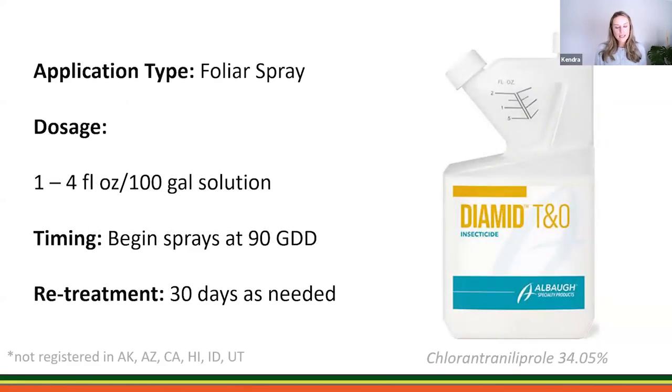And then finally, one product that is actually new to our line is Diamid TNO. This is applied via foliar spray. The dose can vary 1 to 4 fluid ounces per 100 gallons of solution for this product. We want to make sure that we're beginning sprays around 90 growing degree days and retreat every 30 days as needed. So again, it's important to monitor your conditions and monitor growing degree days based on where you are.